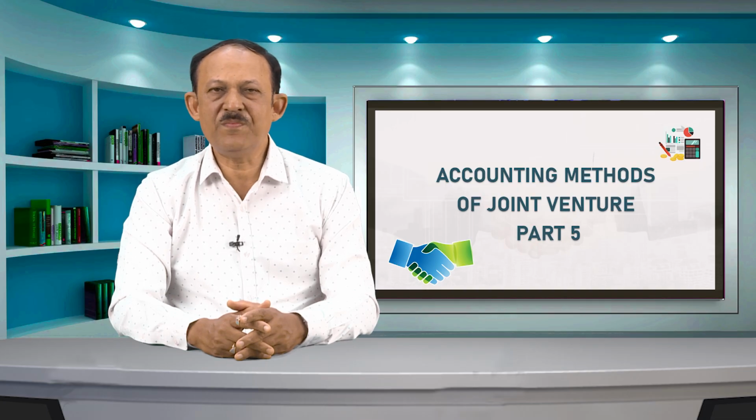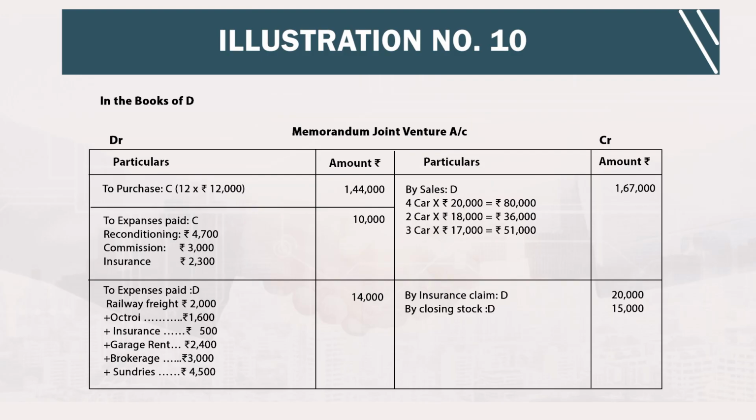Hence, the cost of the damaged car is debited when purchases and expenses are recorded and the insurance claim received is credited. So, the difference amount of loss remains on the debit side of the memorandum joint venture account. Now, let us see the memorandum joint venture account and C's account in the book of D. In the book of D, memorandum joint venture account. Now, come to the debit side.